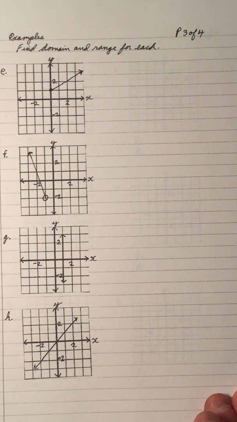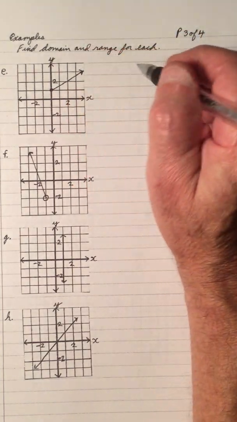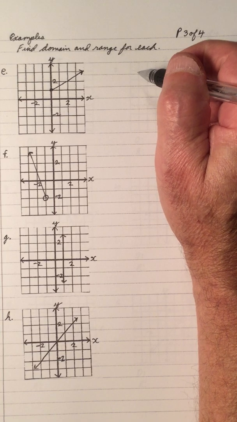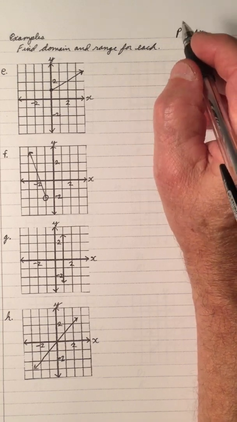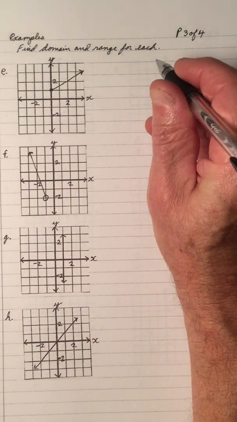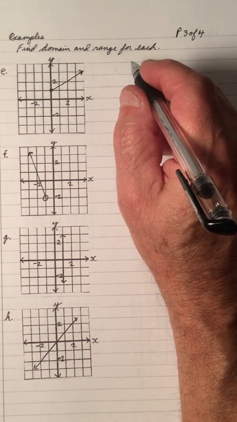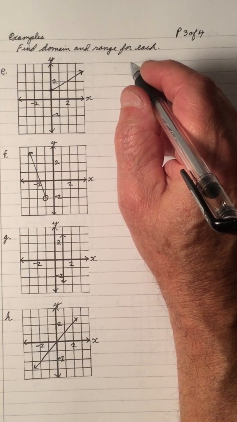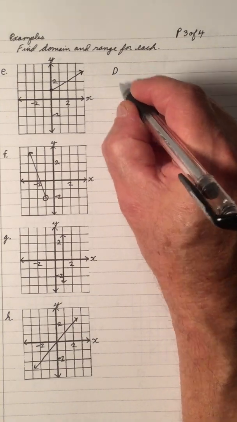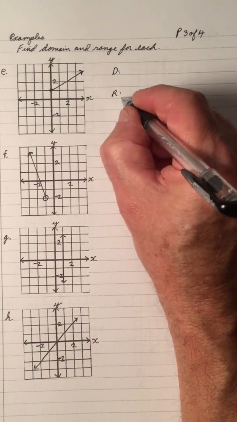Okay, now we got more samples. The more we do, the better we get, or the more we listen and observe, the better we get, and then we got to practice. Find the domain and range of each. Okay, let's put domain and range. I didn't put it in here, but here we go.